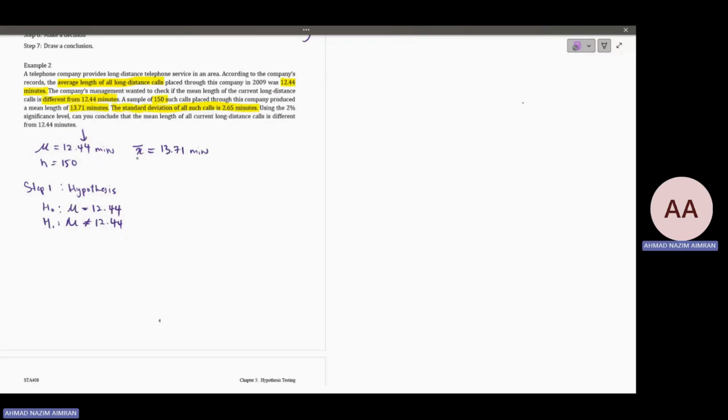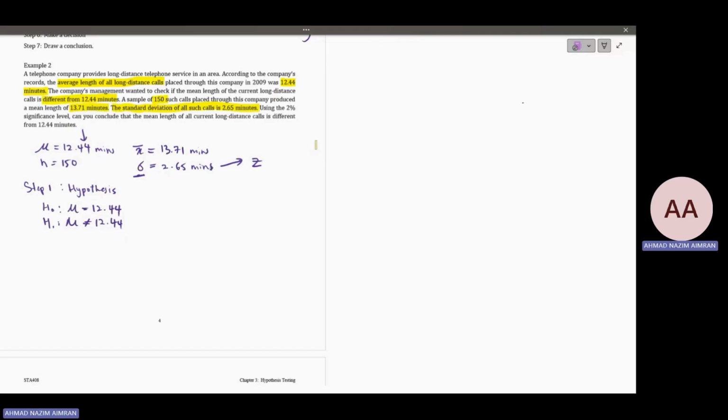Therefore, we use the sigma sign instead of S. We use sigma because sigma is the standard deviation of the population. So the standard deviation of the population is 2.65 minutes. Okay, this is very important because from this information, we are able to decide that we need to calculate the Z instead of T, because the standard deviation given is the standard deviation of the population.